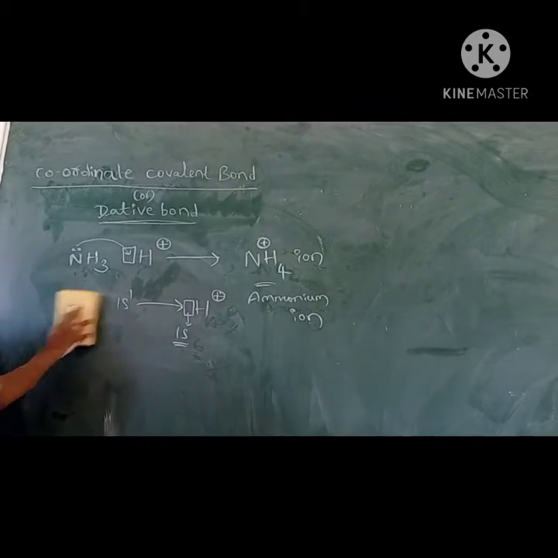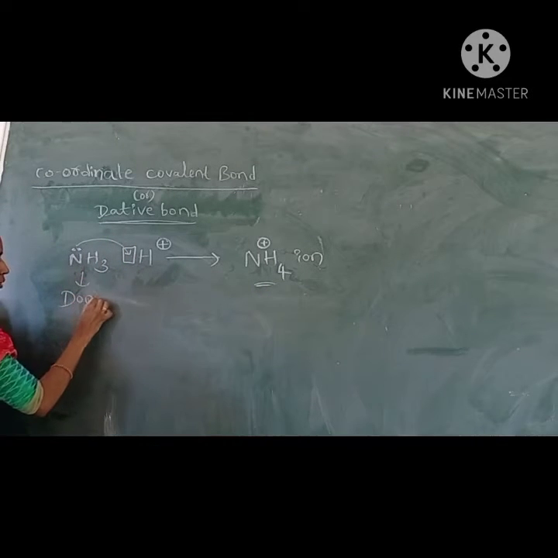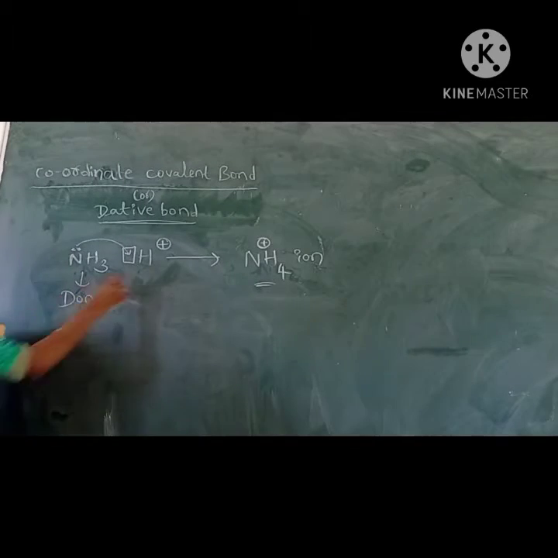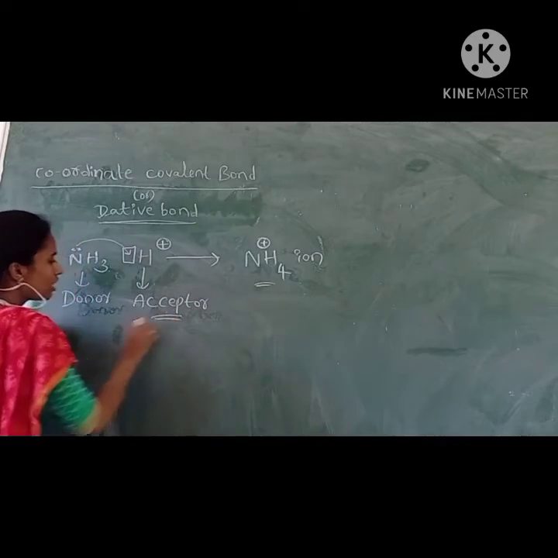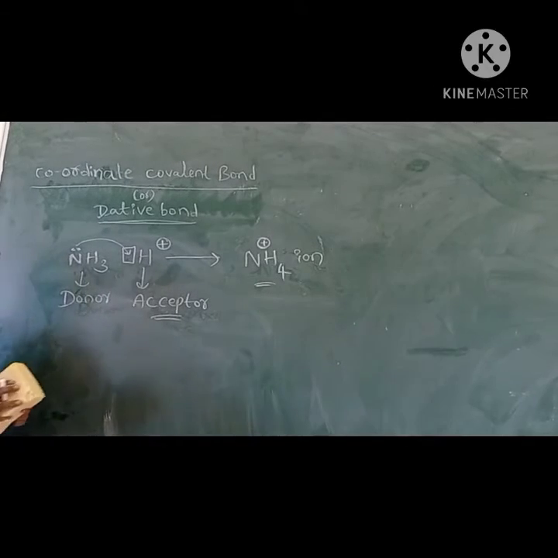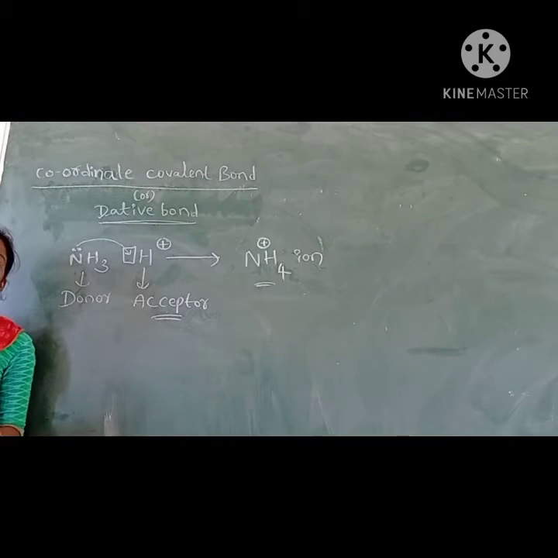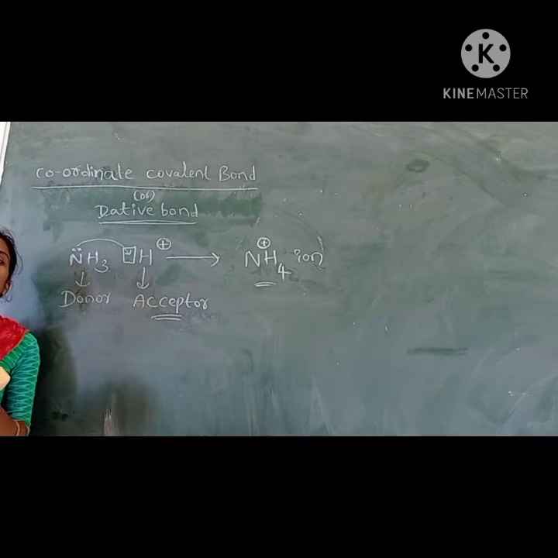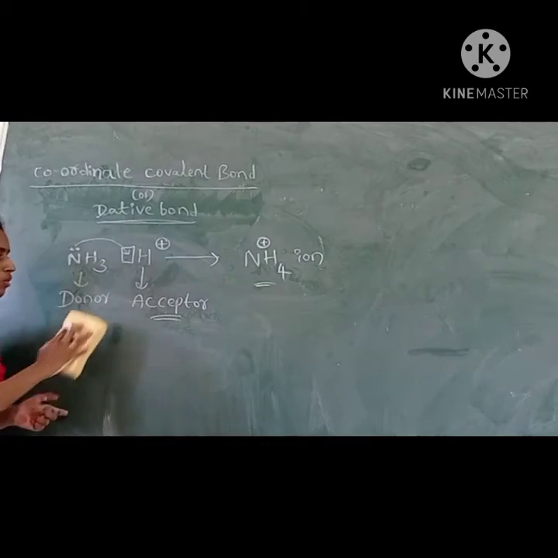In this coordinate covalent bond, one atom acts as the donor and one atom acts as the acceptor. One accepts the electron pair and the other donates the electron pair. It is also a sharing of electron pair, but this electron pair belongs to only one of the bonded atoms. So one atom acts as the donor and one atom acts as the acceptor. This is the coordinate covalent bond.